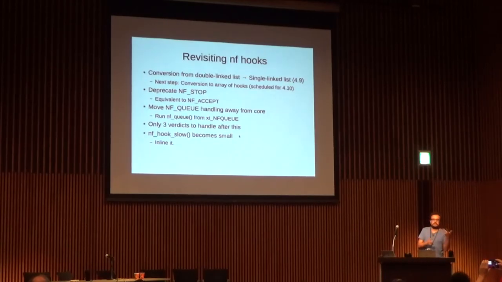Stolen is just to say that a kernel module or a user space application has taken the packet and didn't return it, so it's just defining the escape path. So just very few verdicts to handle, and very simple actions to apply on them. And given that after that, nf_hook's slow path is going to become very small, we can inline it.